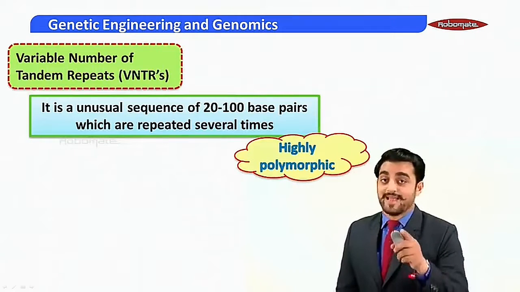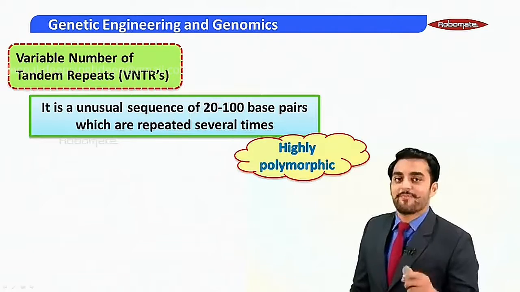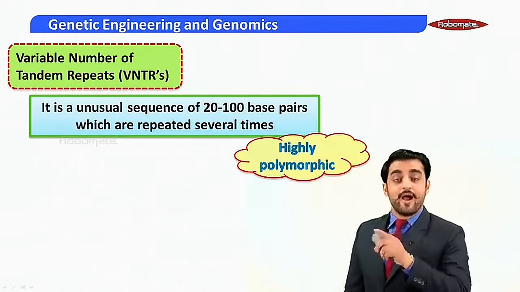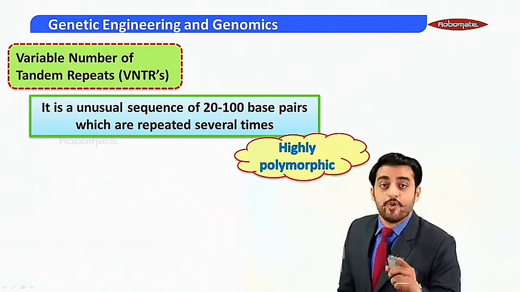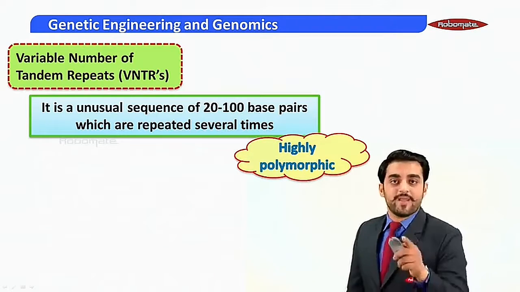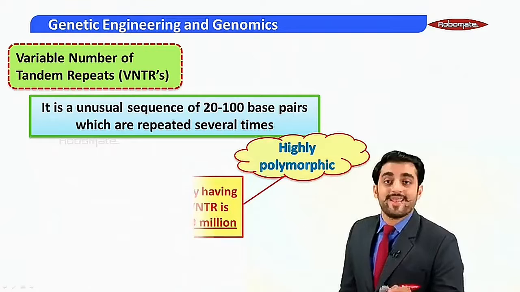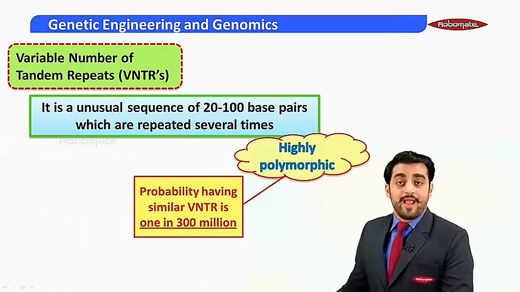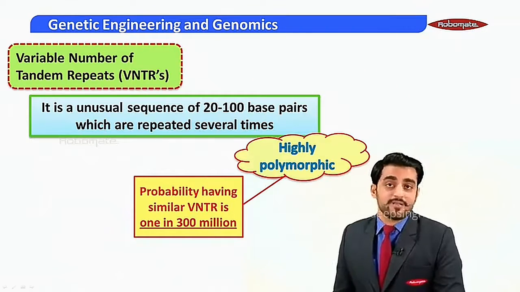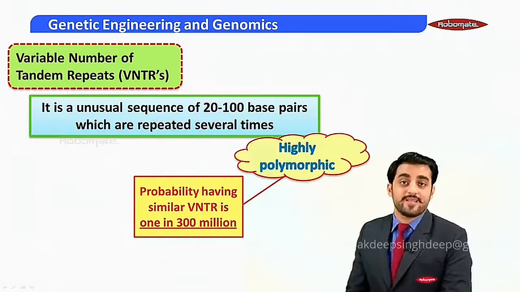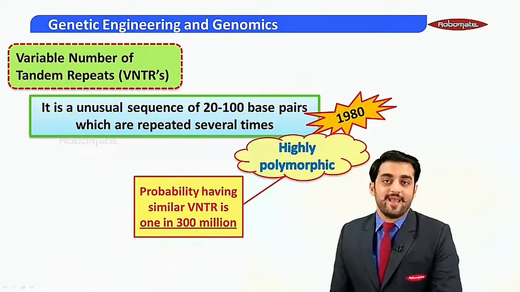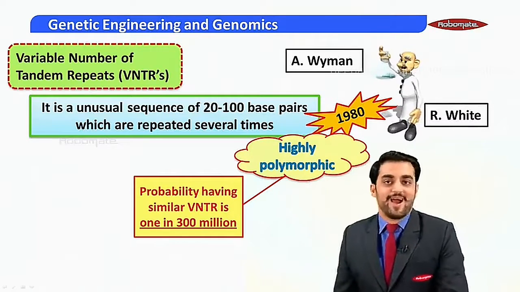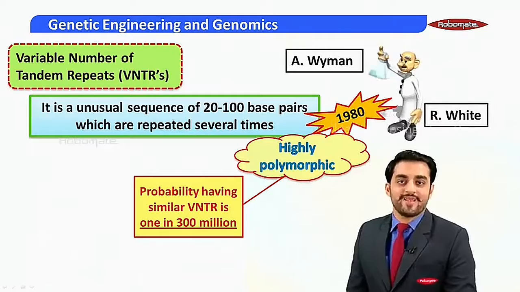And my dear students, as I told you, they are highly polymorphic, meaning they are unique among each other. Do you know the probability of repeating this sequence? It is 1 in 300 million. The scientists who discovered this did so in the year 1980. There were two scientists, A. Wyman and R. White, who discovered VNTRs for us.